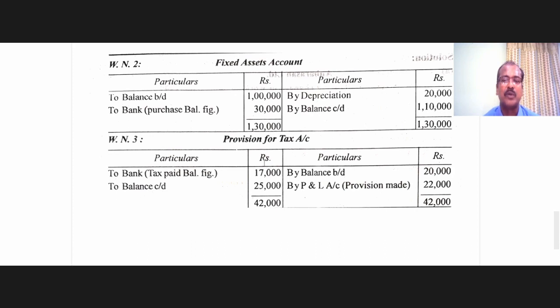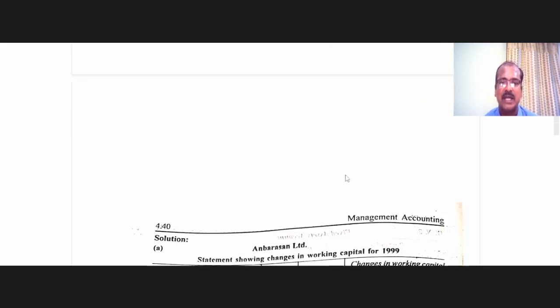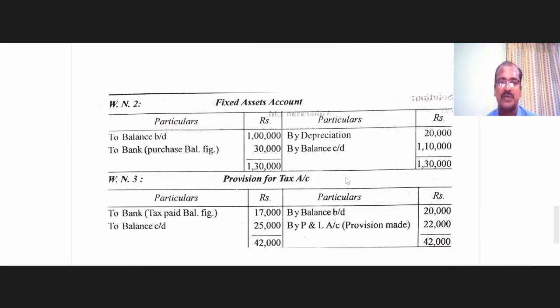Followed by the provision for taxation account is opened. This being a liability item, it should have credit balances. So by balance brought down, the opening is written on the credit side. Closing is written on the debit side. Now, according to the problem and specifically the income statement, provision for tax made during the year is 22,000. What is the journal entry for making provision? Profit and loss account debit to provision for tax.